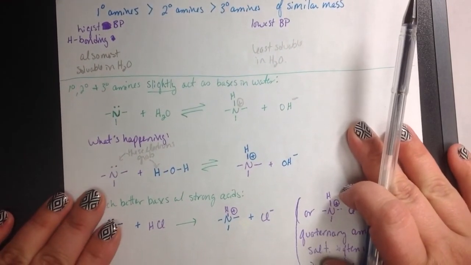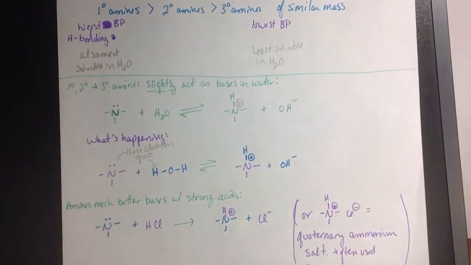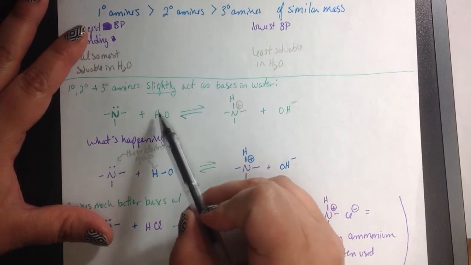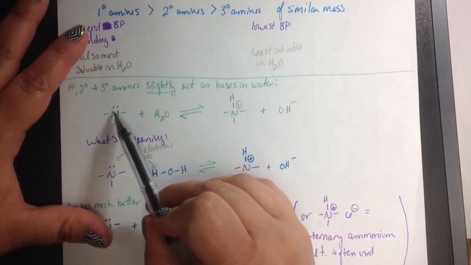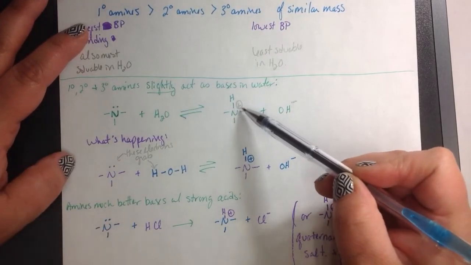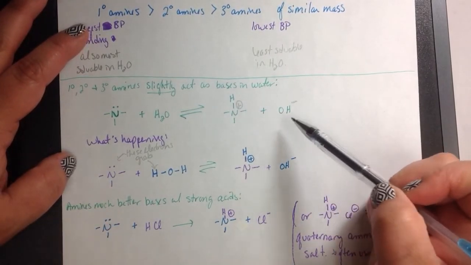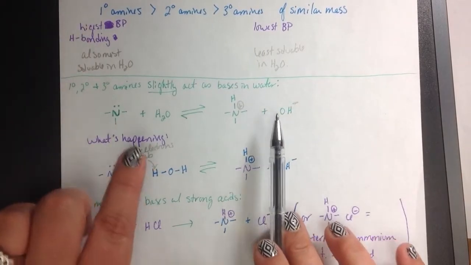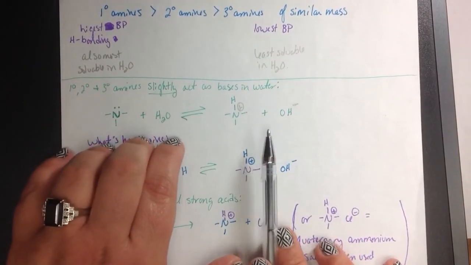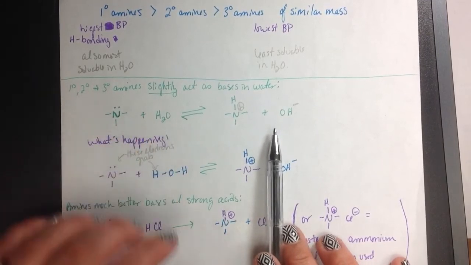Now, amines can act as slight bases in water. What that means is that they can accept a proton as a base, right? So that means that they can take the hydrogen from water, and it can come over here. And in doing that, you're going to get a positive charge on that nitrogen. You're also going to get an OH minus. Now keep in mind, that is an equilibrium. Most of that stays over here. A little bit goes over there.